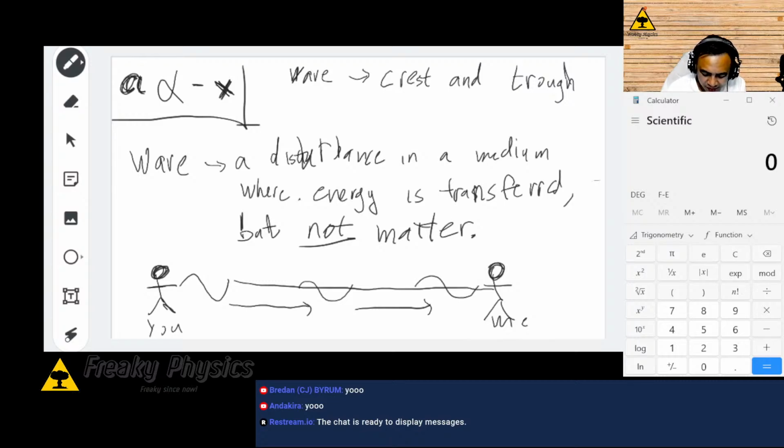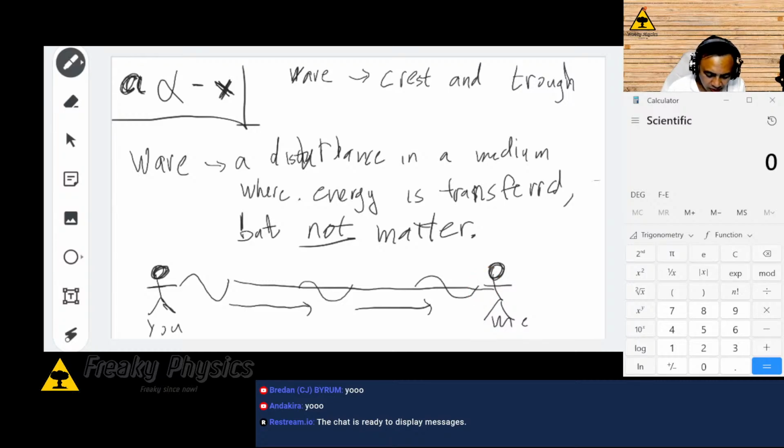And what happens to the rope? Is it going to flip and then return back to you? That's one thing that would happen. Another thing you can think of here is that this wave, as it moves forward, carries energy away from you and brings it to me.